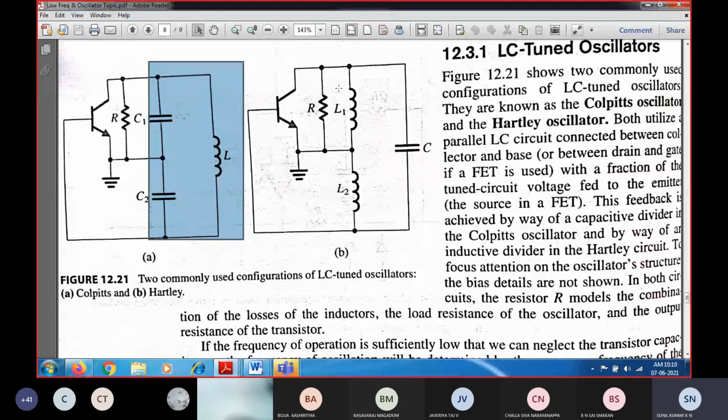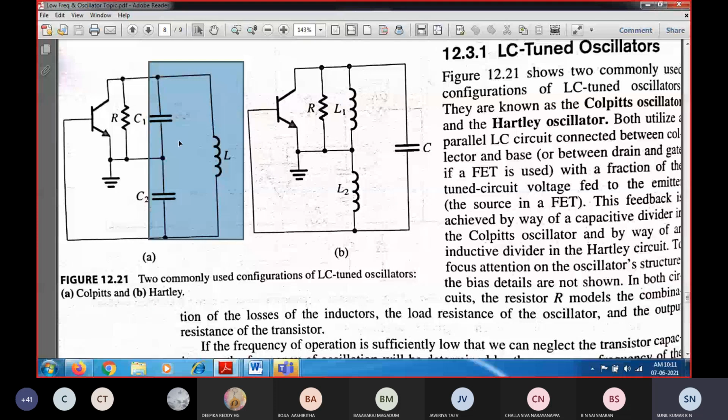Along with that, we are going to see in detail what the frequency of oscillation will be. The feedback network is again going to provide a 180-degree phase shift. Along with that, an internal phase shift of 180 degrees will be provided by the transistor itself. So the total phase shift will be equal to 0.